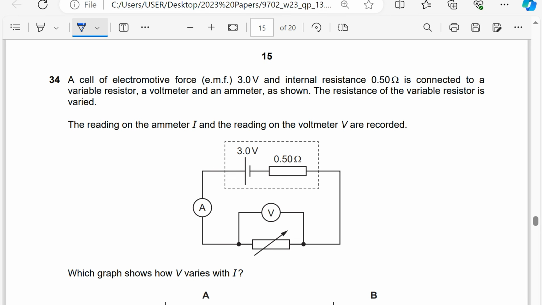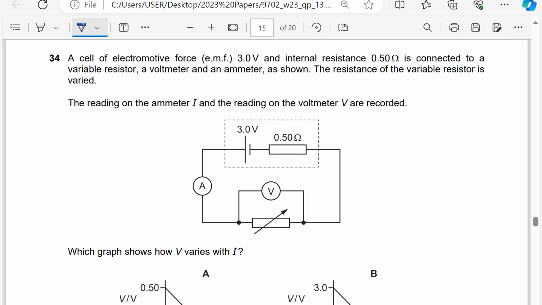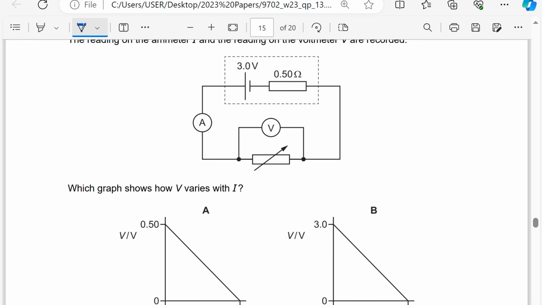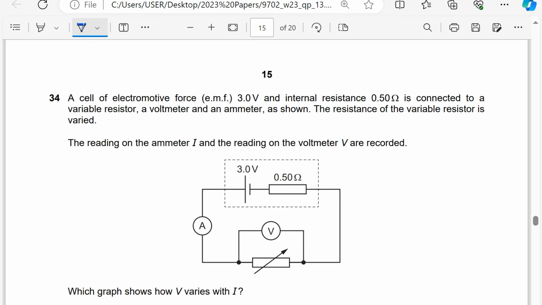A cell of EMF 3 volts and internal resistance 0.5 ohms is connected to a variable resistor, a voltmeter and an ammeter as shown. The resistance of the variable resistor is varied. The reading on the ammeter I and the reading on the voltmeter V are recorded. Which graph shows the variation of V with I? Remember V is equal to I times R. We shall have maximum current when the resistance, which we'll call R, can vary from 0 to any value.